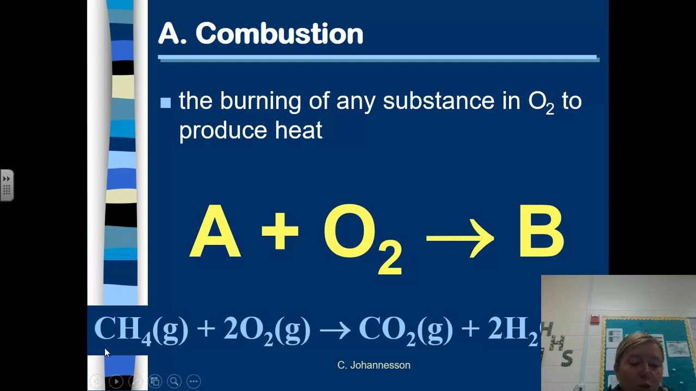This particular one is called combustion of a hydrocarbon. A hydrocarbon is any compound that has just carbon and hydrogen in it. It doesn't matter what these ratios are. It could be C2H8. This one's CH4. Doesn't matter. Any carbon hydrogen formula is called a hydrocarbon. So you're going to have combustion of hydrocarbons. That's going to be one type that you have.